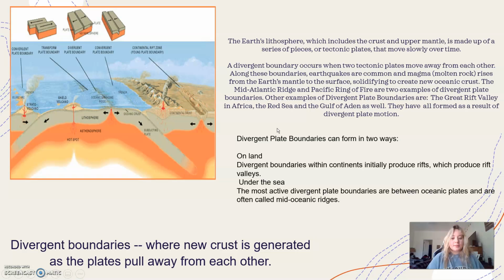Divergent plate boundaries can form in two ways. One, on land, divergent boundaries within continents initially produce rifts, which produce rift valleys. And secondly, under the sea, the most active divergent plate boundaries are between oceanic plates and are called mid-oceanic ridges.